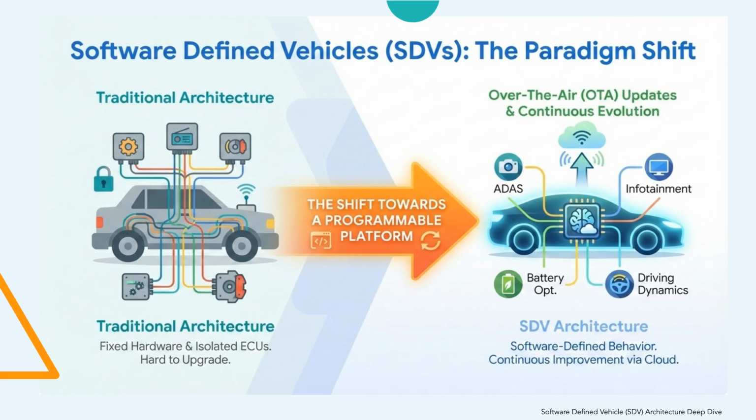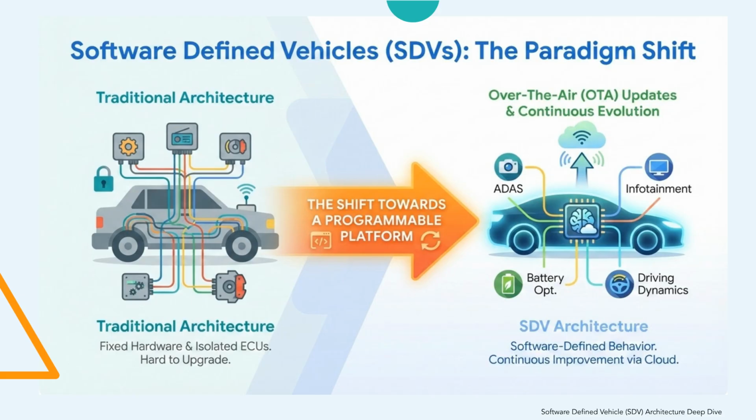In traditional vehicles, functionality was tightly coupled with hardware components. Each ECU, or electronic control unit, was responsible for a fixed function. And once deployed, it was nearly impossible to upgrade capabilities without changing hardware. But in SDVs, this paradigm completely changes. The vehicle becomes a programmable platform where features like ADS, infotainment, battery optimization, or even driving dynamics can be updated over the air, just like your smartphone.